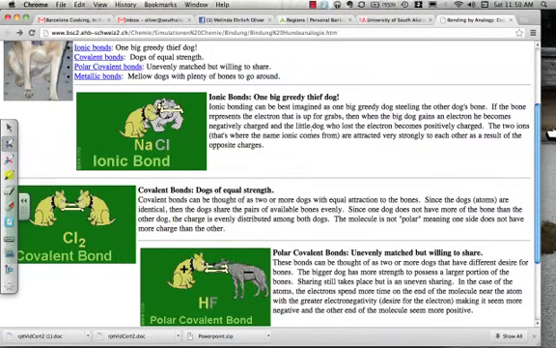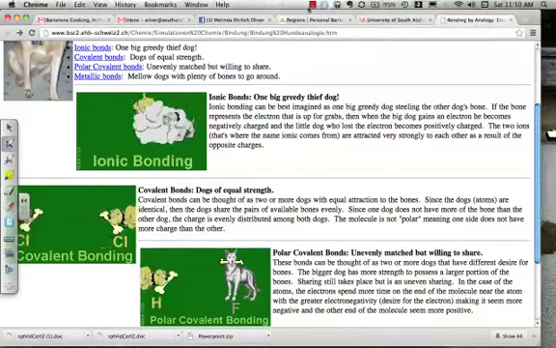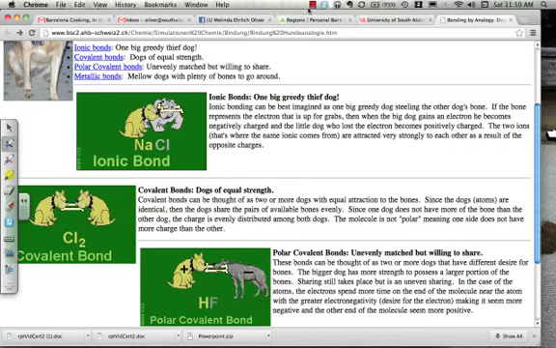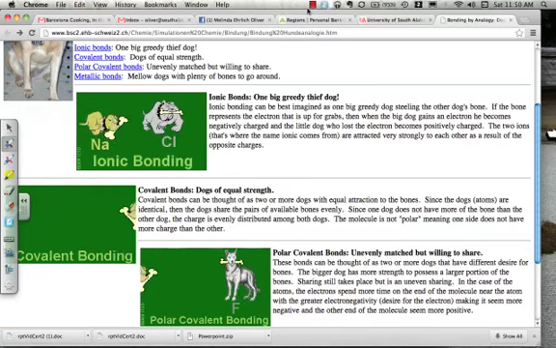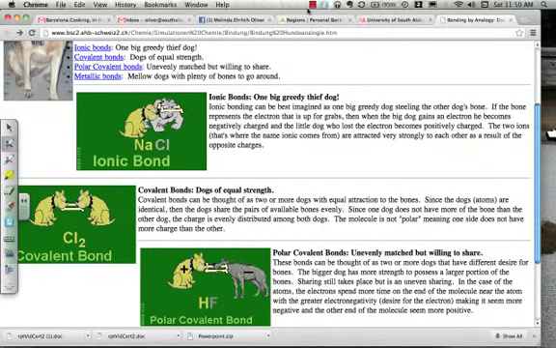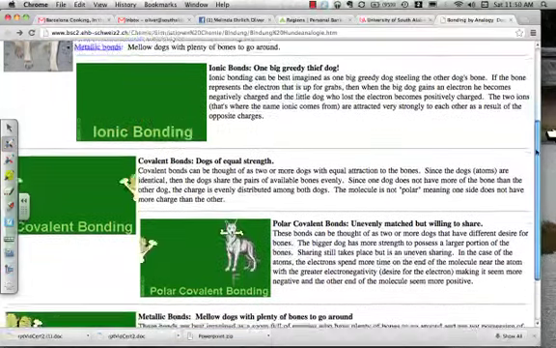All right, so we can predict that sodium and chlorine will form an ionic bond based on the fact that they are from opposite sides of the periodic table. So remember I said we're going to be able to do this based on where they are on the periodic table, but the other way that we're going to be able to do it is by electronegativity difference.